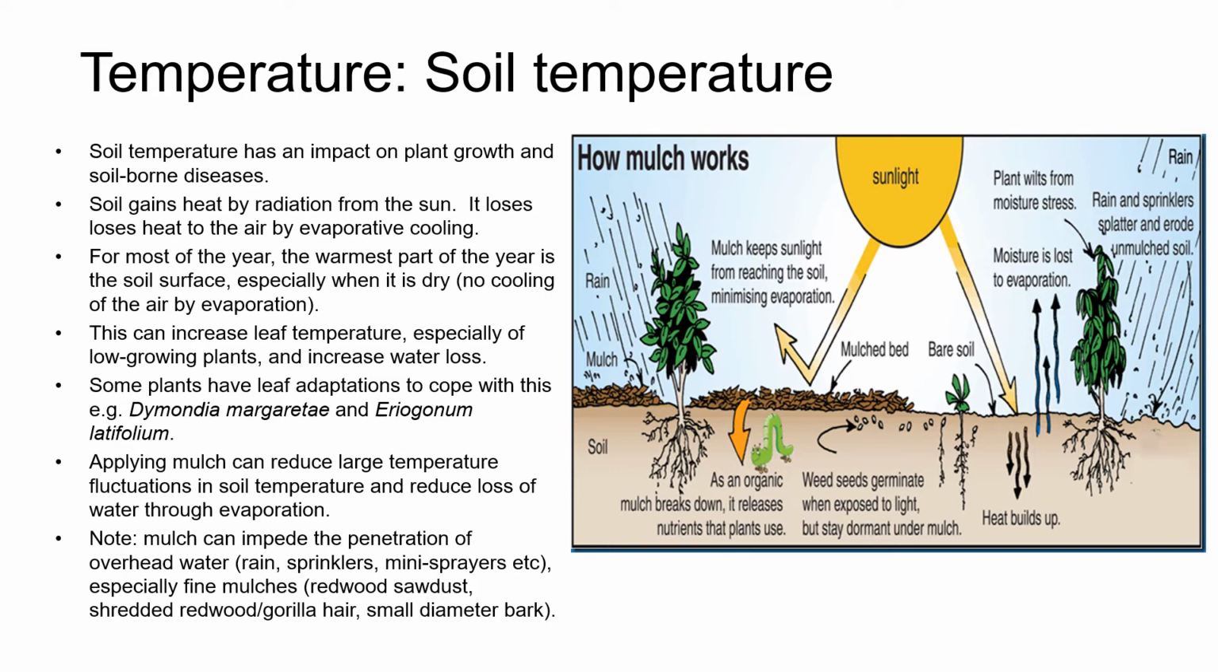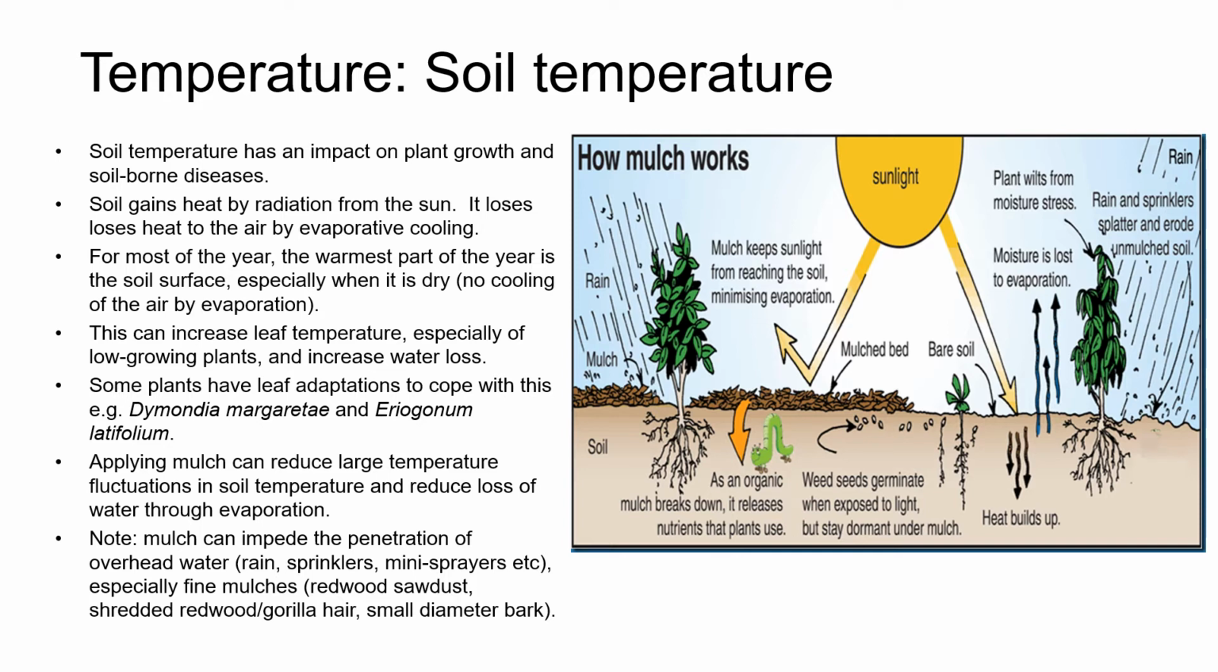Low-growing ground cover plants are especially vulnerable, especially herbaceous perennials, and some plants have leaf adaptations to cope with this. Examples include the small, low-growing ground cover, Dymondia margaritae, and also our native coast buckwheat, the Eriogonum latifolium, which both have silvery-colored lower leaf surfaces, which reflects heat and helps to keep the leaf cooler and therefore reduce water loss.